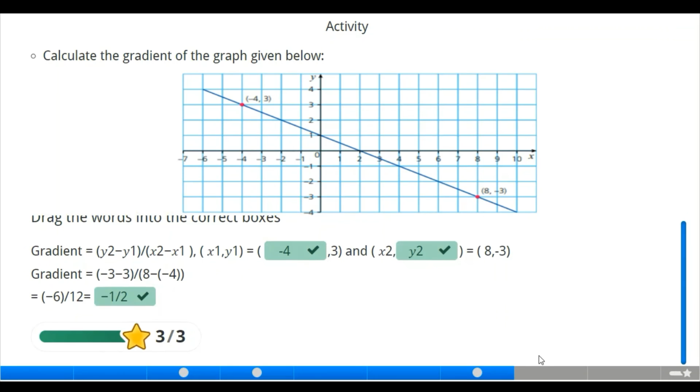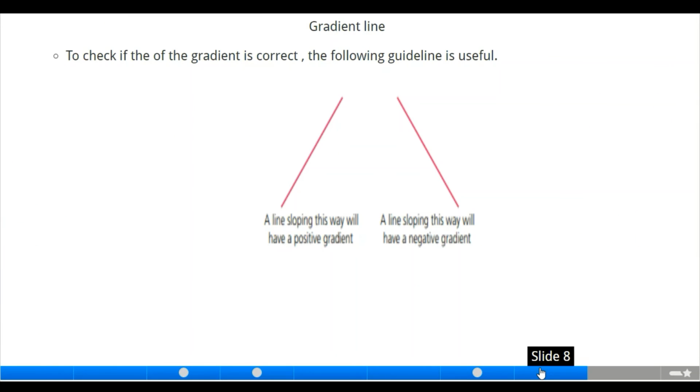Okay, let's check. Let's look at our gradient line. We have calculated the gradient to be what? The formula is y2 minus y1 over x2 minus x1. To check if the gradient is correct, these are the little guides that we have here. Look at this line. A line sloping this way has a positive gradient. So whenever we have a straight line like this on our graph, we should know that the gradient we are going to get is going to be a positive gradient.